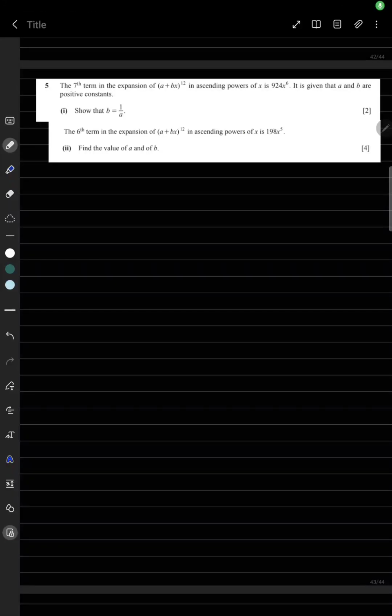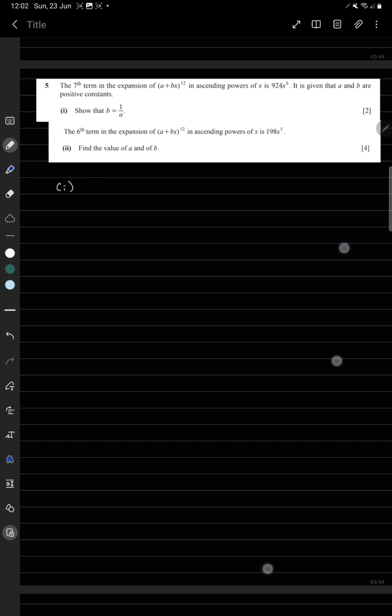Alright everyone, now we're moving on to question number 5. So the seventh term in the expansion of (a + bx)^12 in ascending powers of x is 924x^6. It is given that a and b are positive constants, so we want to show that b is equal to 1 over a. Right, so it specifically said seventh term, so we are going to target the seventh term immediately.